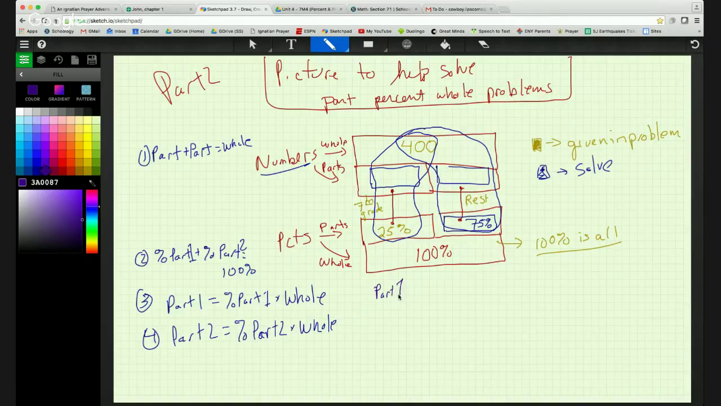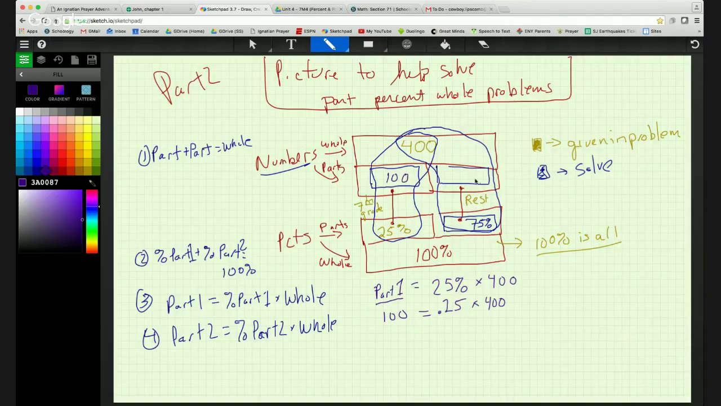Part 1, we could have called it x. We could call it part 1. We can call it any variable. This is just a very long variable name. Equals 25% times 400. We always have to make sure that those are written as decimals. So 0.25 times 400 is 100. So we can put 100 in here.